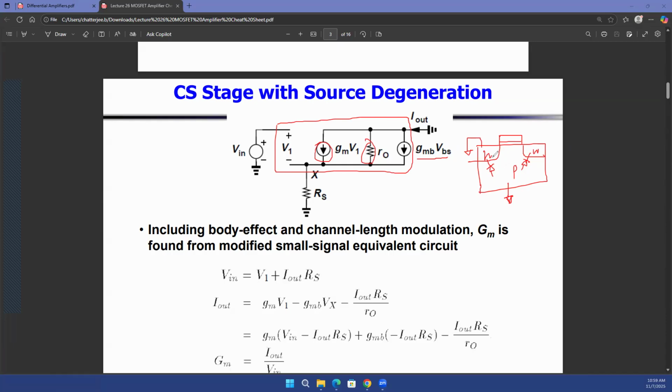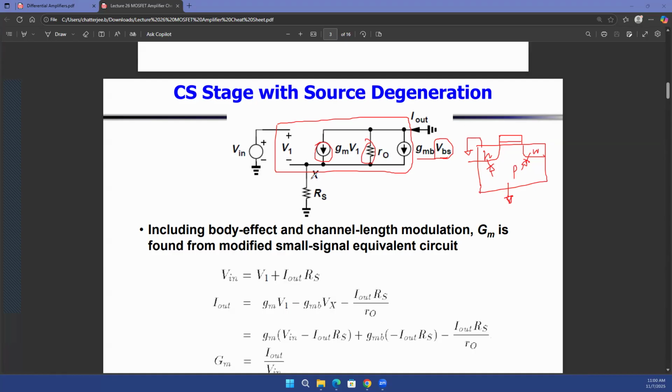Now, that means that your VBS, the body-to-source voltage, is usually zero if you can make your source terminal grounded. But if you have source degeneration, your source terminal is not grounded. We still didn't talk about it because it's an advanced concept, and I didn't want you to get confused with more information. But now we are going to slightly talk about the effect of that. If your source terminal is connected to the ground, then there's no problem at all. Your VBS is zero, so it's as good as this current source is not there.